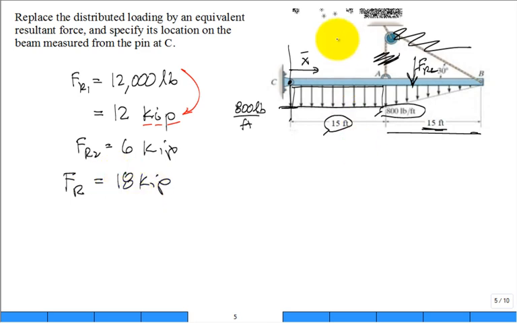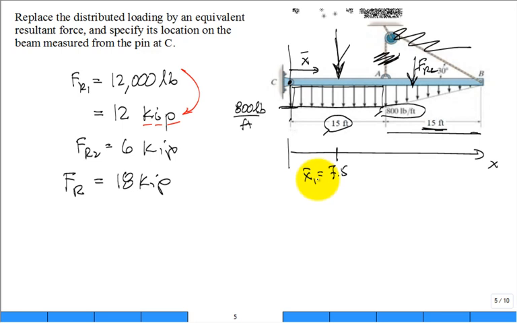Now, you could place the F of R1 right here. That's the best place to place it. If I started measuring X all the way over here, wouldn't that be at 7.5 for X bar 1? And then how about for X bar 2?